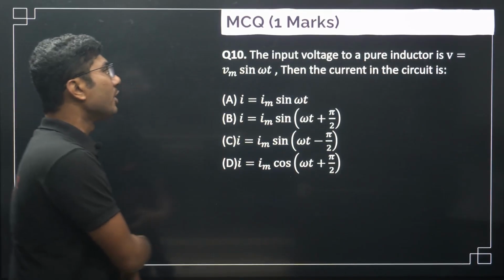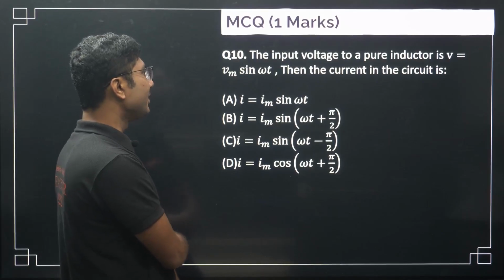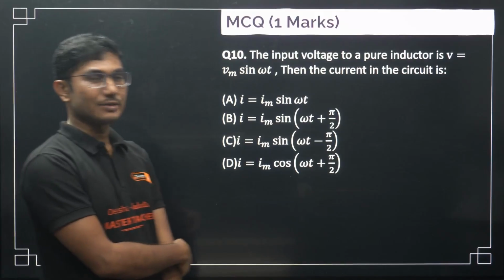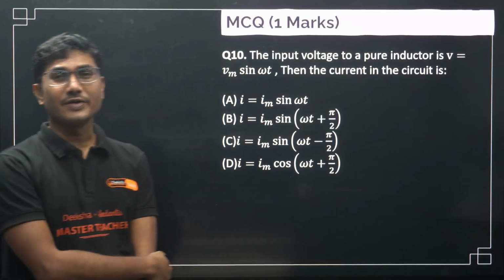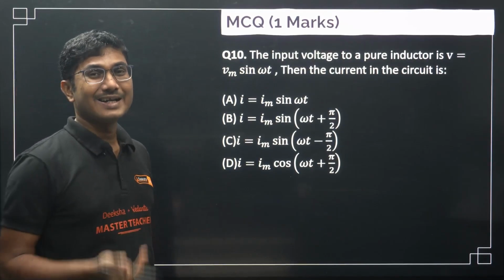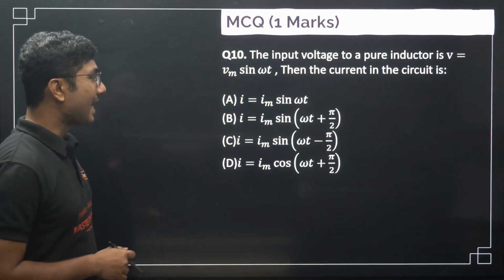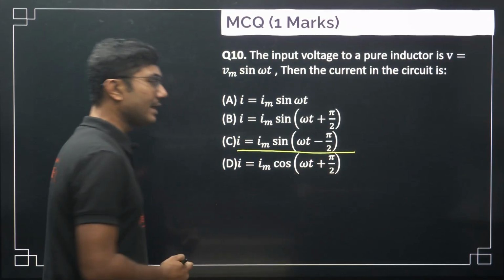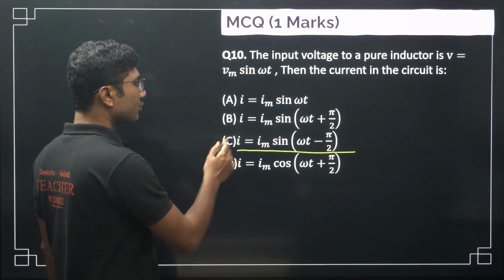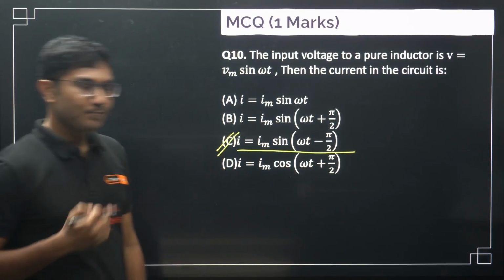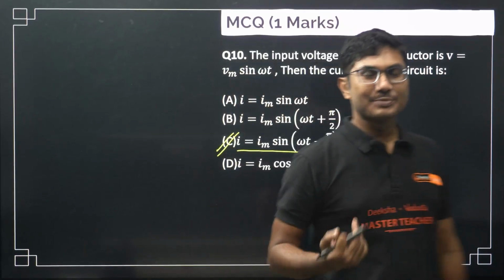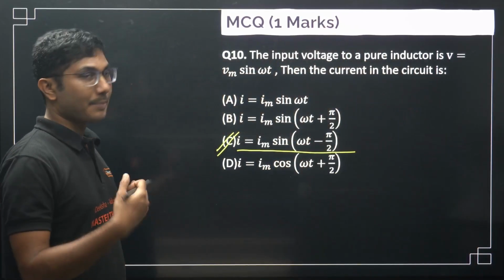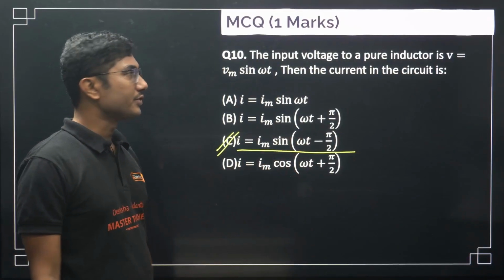The output voltage to a pure inductor is V equals Vm sin omega t. Then the current in the circuit is, so in case of pure inductor the current lags, so current will be lagging behind the voltage, so it will be I equals Im sin(omega t minus pi by 2). So this is the answer. In pure inductor current lags behind, so that's why there will be negative.